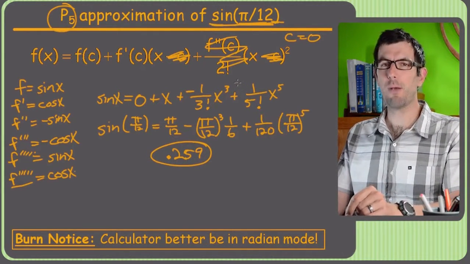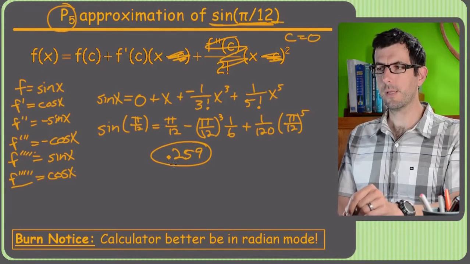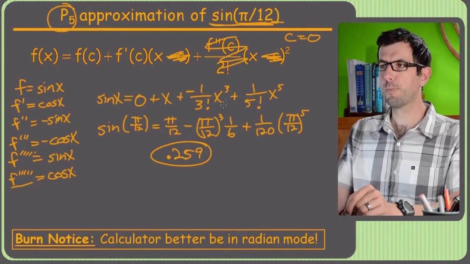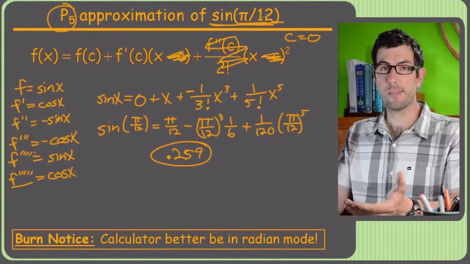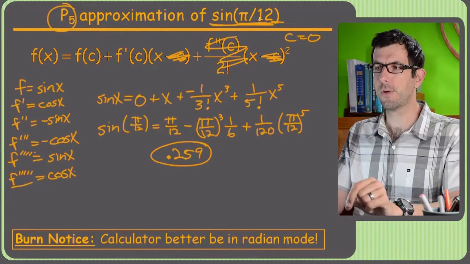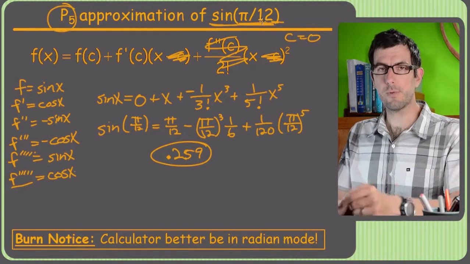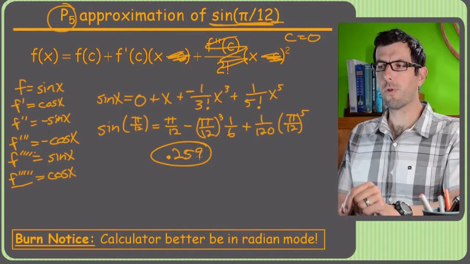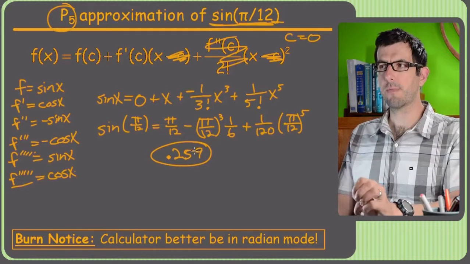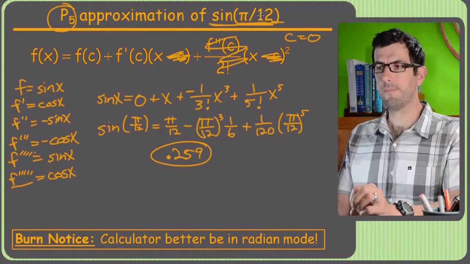And when you do that, you better be in radian mode, because otherwise you're going to get a wacky number, like really close to 0 probably, because pi over 12 degrees would be way less than a degree, so the sine would be really tiny, almost 0 instead of 0.259. But pi over 12 radians is 15 degrees, which looks about right, because that's about half the sine of 30, and pi over 12 is about half of 30 degrees also.